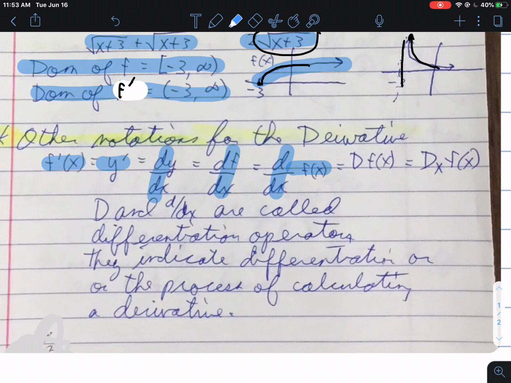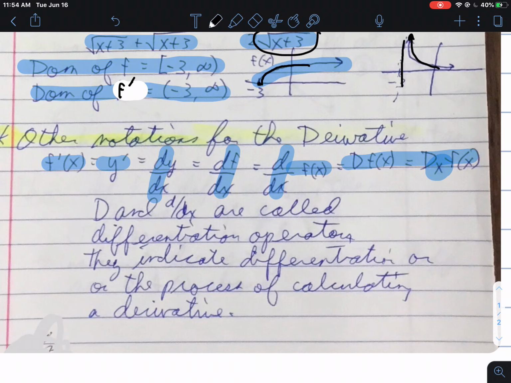These last two with the big D's, I don't ever use those. That's just another way of showing the derivative of our function f of x, or the derivative with respect to x of f of x. And let me get into that real quick, but again, I'm going to have to get into a lot more detail about that later.